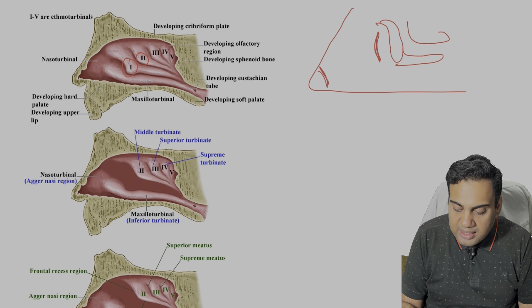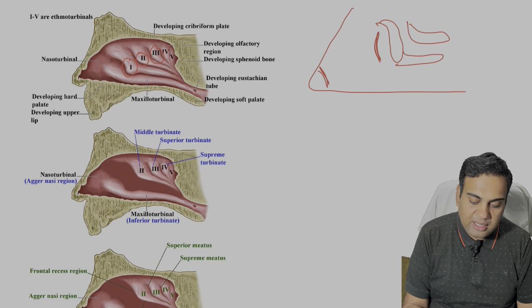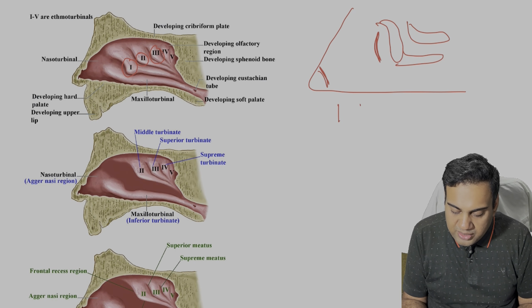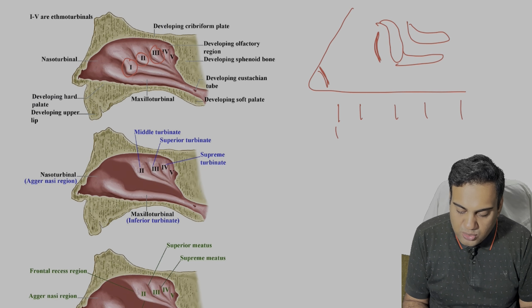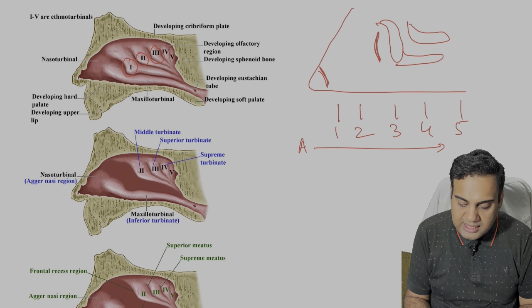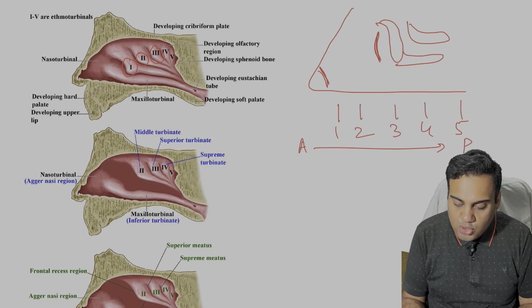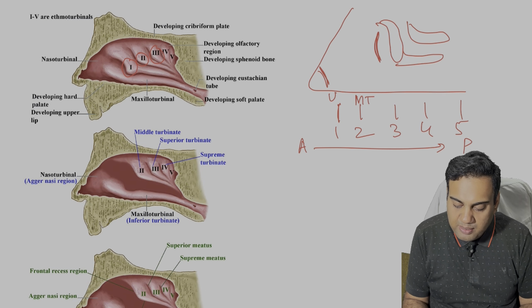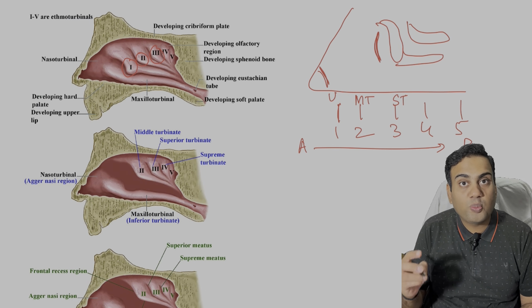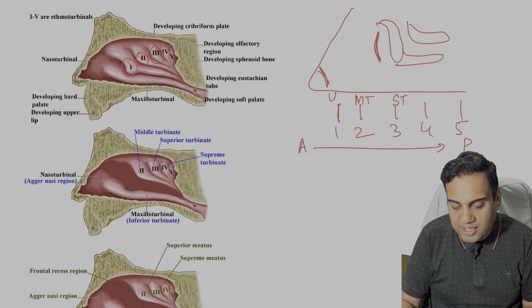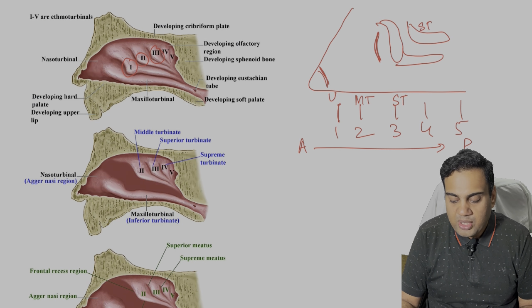The third one gives rise to the superior turbinate. They are ordered 1, 2, 3, 4, 5 from anterior to posterior. This is anterior, this is posterior. So obviously, this became the uncinate, this became the middle turbinate, and this became the superior turbinate. So where will the superior turbinate come? Behind the middle turbinate. So it actually grows behind the middle turbinate.